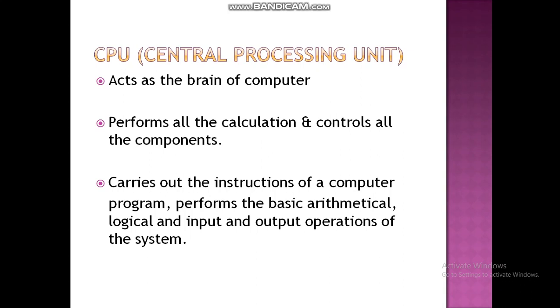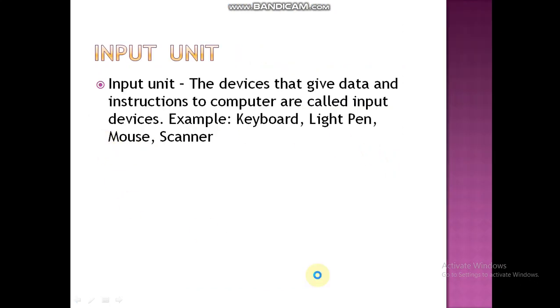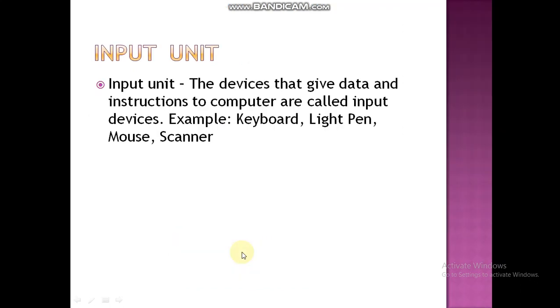Now let us see the diagram of organization of CPU. So here this is input device, this is output, and central processing unit, which also has a memory unit. Now input unit, the device that gives data and instructions to the computer, are called input devices. Example, keyboard, light pen, mouse, scanner, etc.